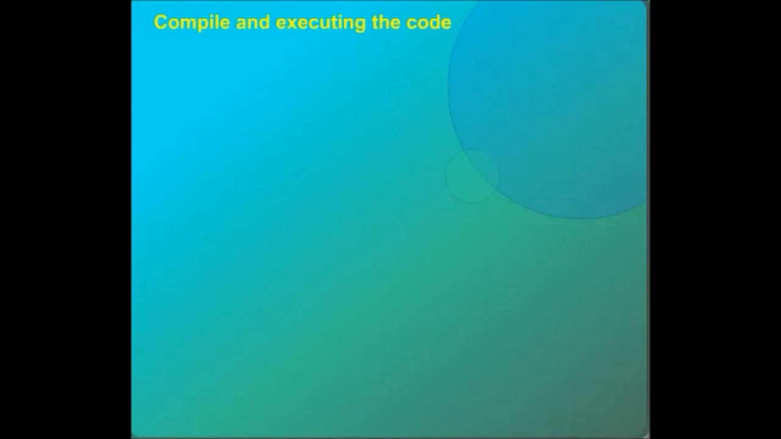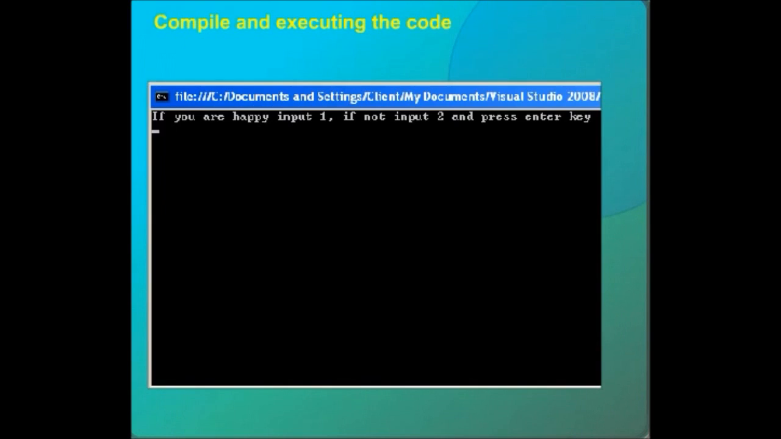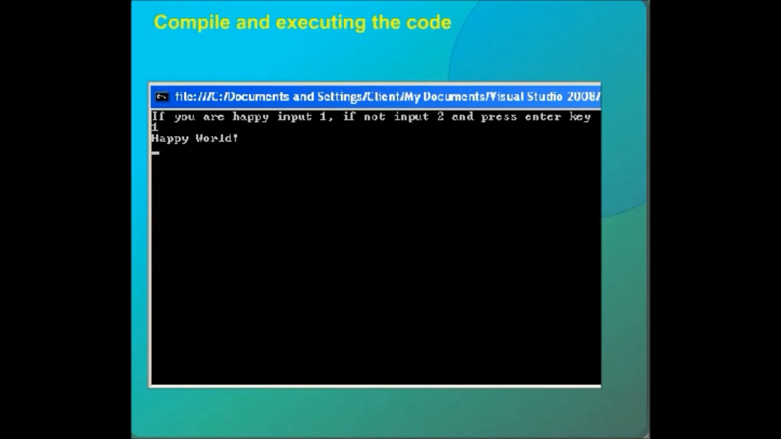Once you enter the code into Visual Studio, you must compile and execute the program. Visual Studio helps the user compile and execute programs easily. To compile and execute the program, select the Debug menu and choose Start Debugging. The program immediately compiles and executes. The program requests the input from the user, as shown on the screen. You can enter the input and press the Enter key on your keyboard. Enter 1 and press Enter. The output, Happy World, will be displayed on the screen.